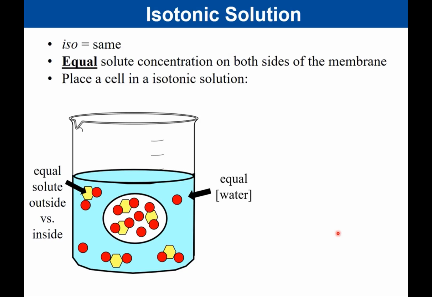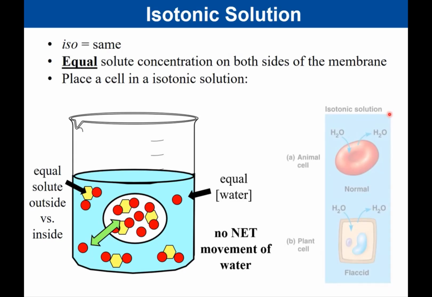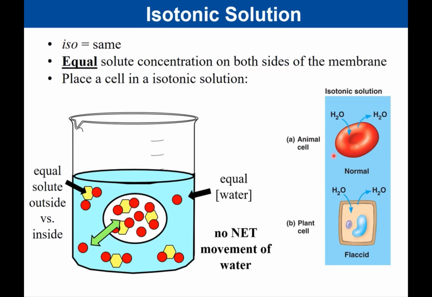And if you think about it, you might recall that molecules always move even at equilibrium. And so it's not that you don't get any movement, you just don't get net movement. Water is going to go into the cell and out of the cell at the same rate. And so the water is equally going to move in both directions. So if you put an animal cell in an isotonic solution, water is going to go in and out at the same rate. That's going to be a normal animal cell. Again, you want your cells to be in an isotonic solution.